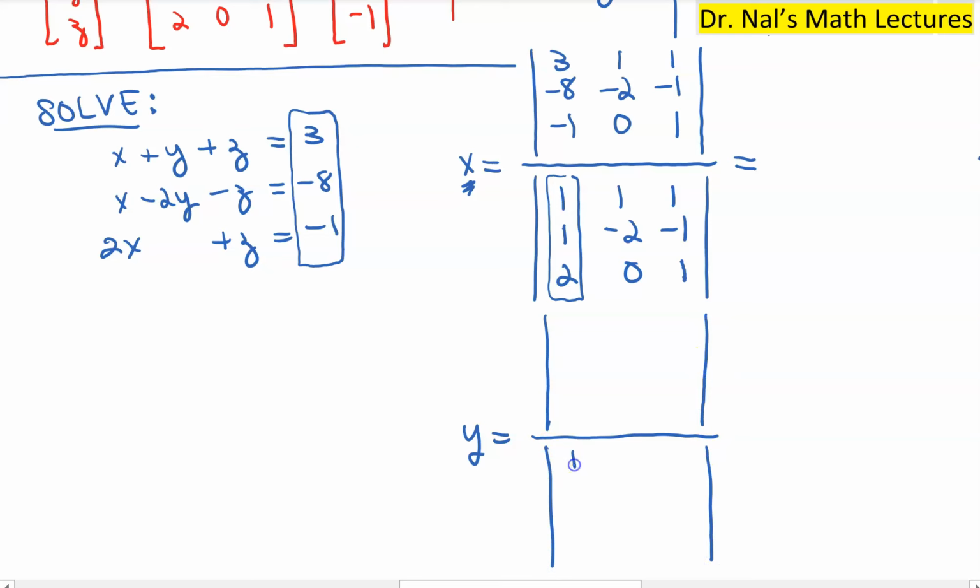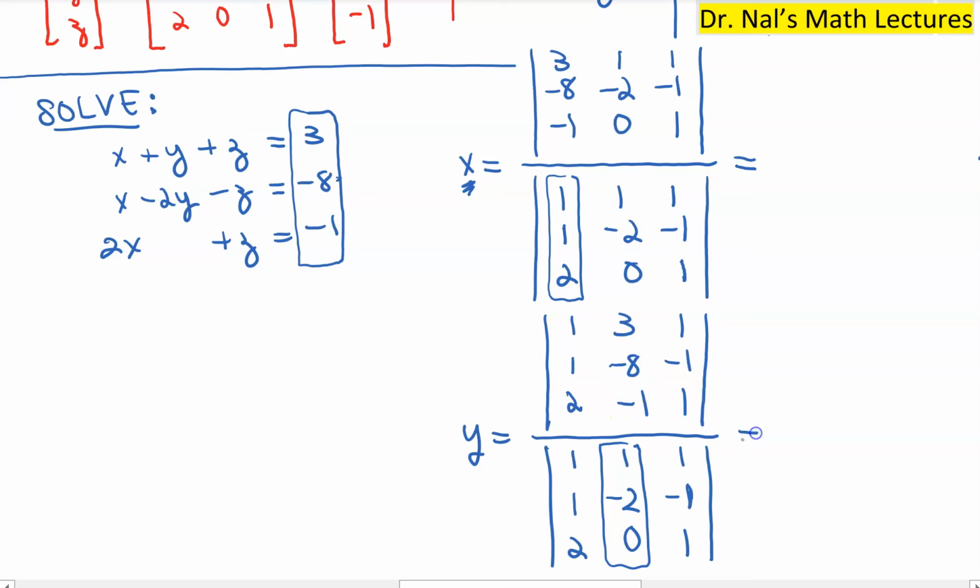The denominator will be again the same denominator, basically 1, 1, 1, 1, minus 2, 0, and somehow I ended up writing it column wise. Okay, so now we're going to replace the second column entries with this expression over here. So the first and the third columns remain intact, 1, minus 1, 1, but the second column will end up becoming 3, minus 8, minus 1, and we still need to calculate this.